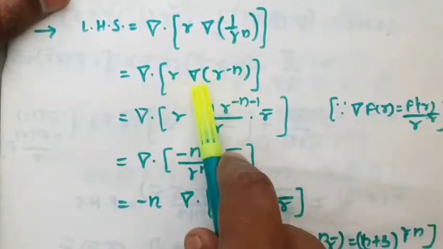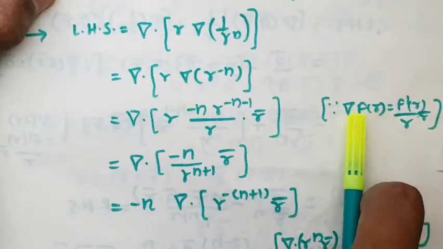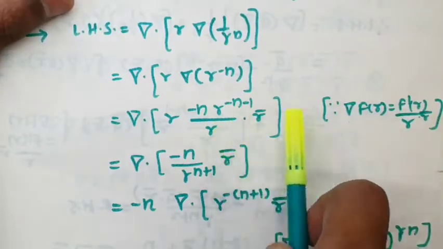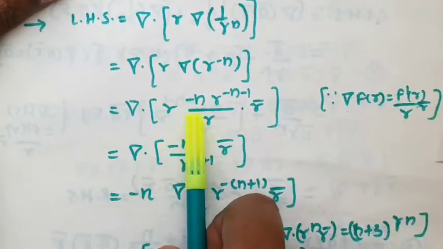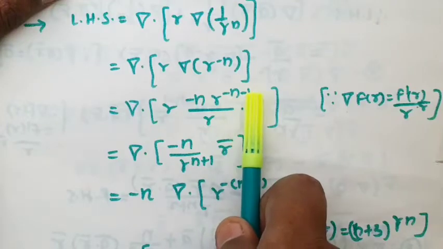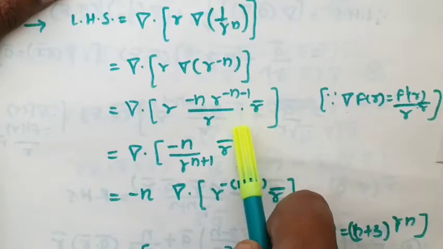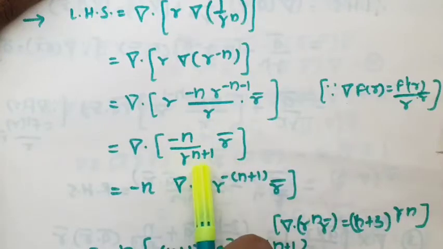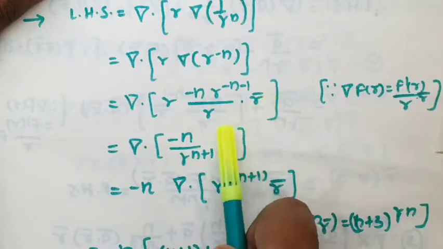Now we have to simplify this del of r raised to minus n, and one result we have with us: del of any function of r is equal to f dash of r upon r into r bar. Means differentiate that function, divide by r and multiply by r bar. After doing that, the derivative of r raised to minus n is minus n r raised to minus n minus 1 divided by r into r bar. This r into r bar means normal multiplication. Now this r and this r will get cancelled. This r raised to minus n minus 1 will go in the denominator, it will become r raised to n plus 1, and this minus n as it is into r bar.